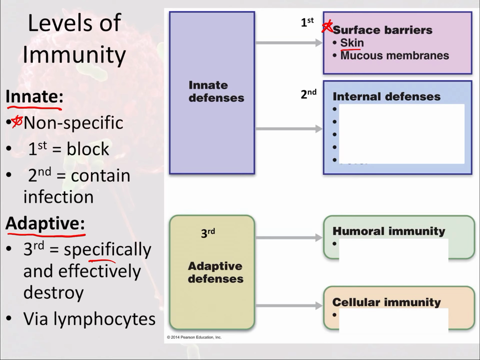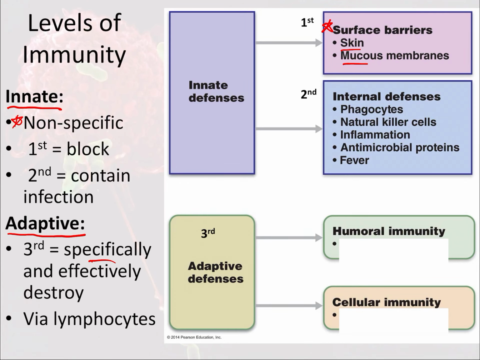With our innate defenses, the first line of defense are our surface barriers. This is just stopping things from getting into the body. The second line of defense is our cells and other things that attack things that get in. So phagocytes, natural killer cells, our whole inflammatory system, antimicrobial proteins, and then the process of fever. And we'll talk about all of this in more detail today.